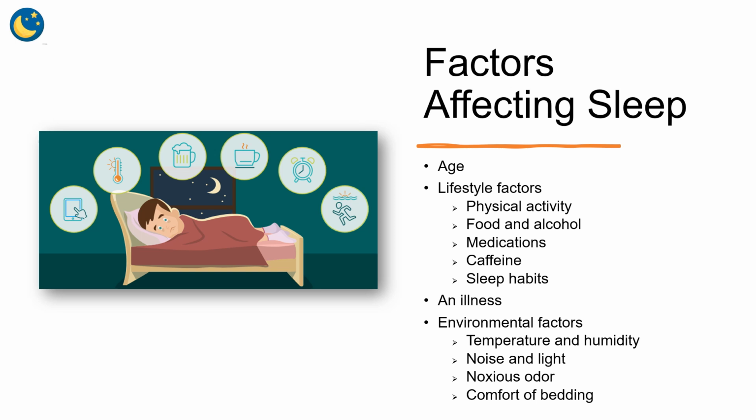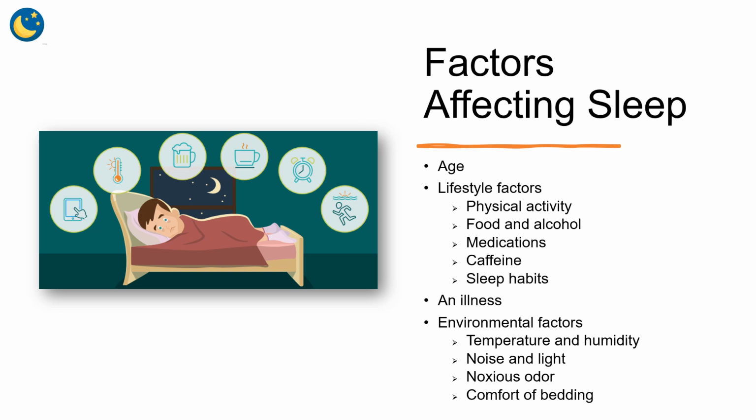Lifestyle factors. So let's see, physical activity. If you're very active during the day, then at nighttime you'll be more likely to fall asleep easier and for longer. Food and alcohol. So there are some foods that we suggest you take before you go to sleep and some foods that you should avoid. So for example, some foods like milk, cheese, and certain animal products help to induce sleep by converting their essential amino acids into serotonin. So that would be a good thing.